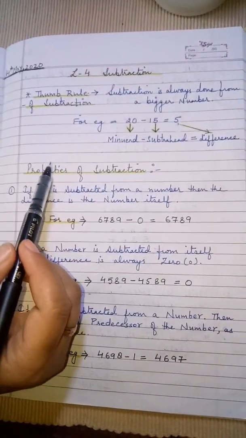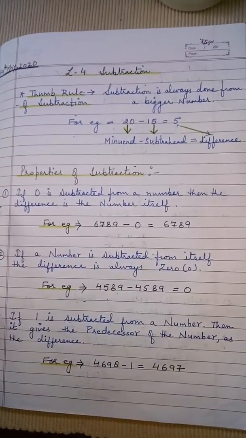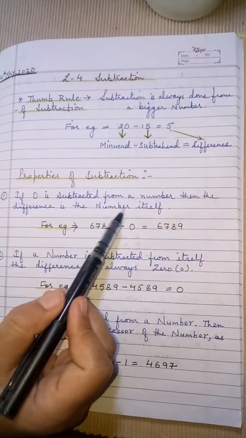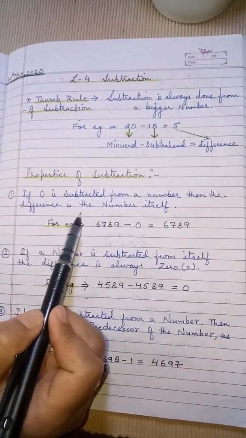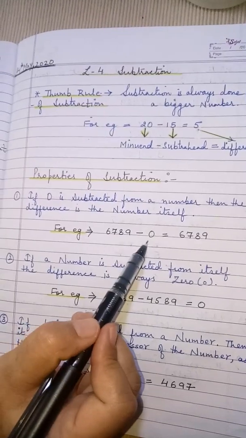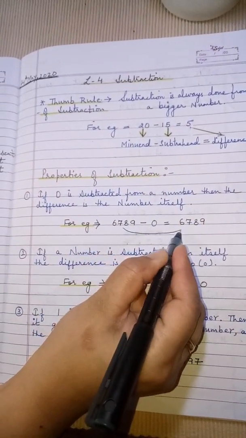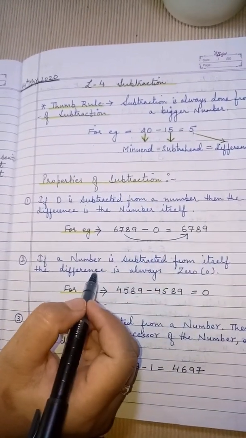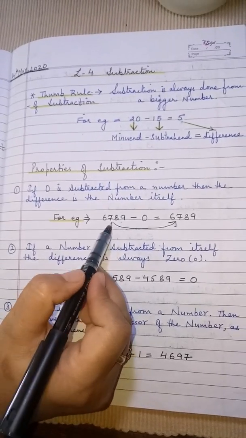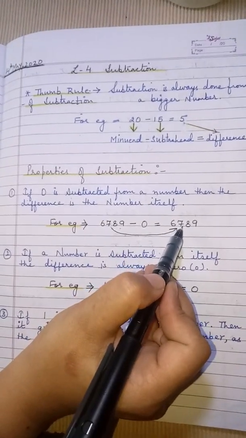Children, now let's move on to the properties of subtraction. Children, number 1 property of subtraction is if 0 is subtracted from a number, then the difference is the number itself. Children, it means that when you subtract 0 from any number, the answer will always be the number itself. Like here you are subtracting 0 from 6, 7, 8, 9. So the answer is 6, 7, 8, 9. The answer will always be the number itself.